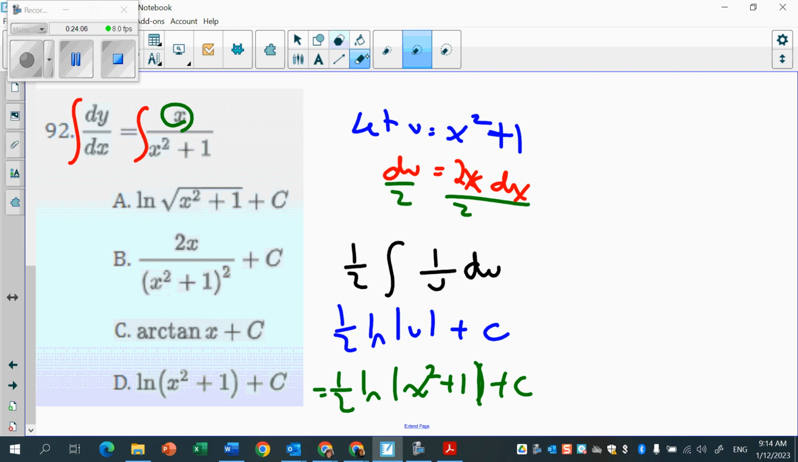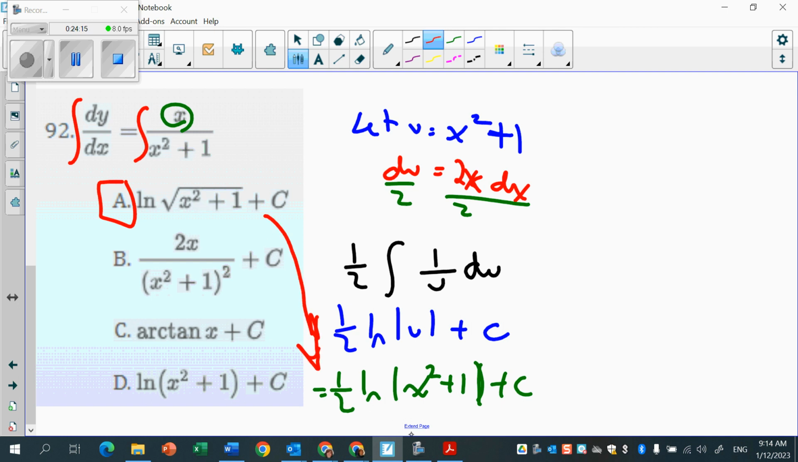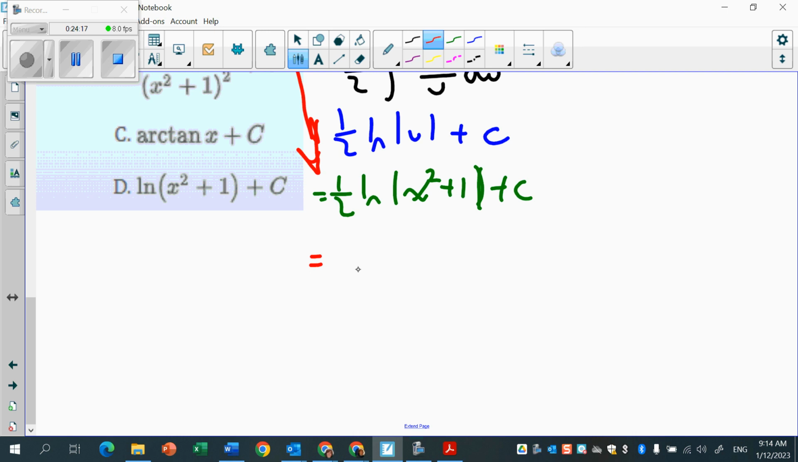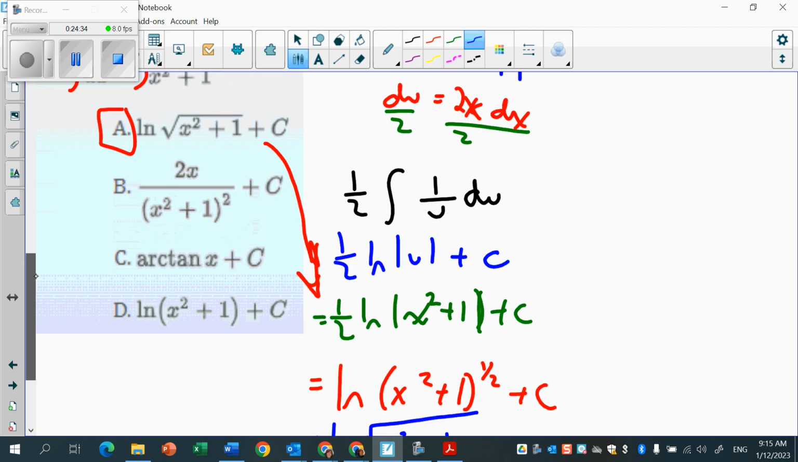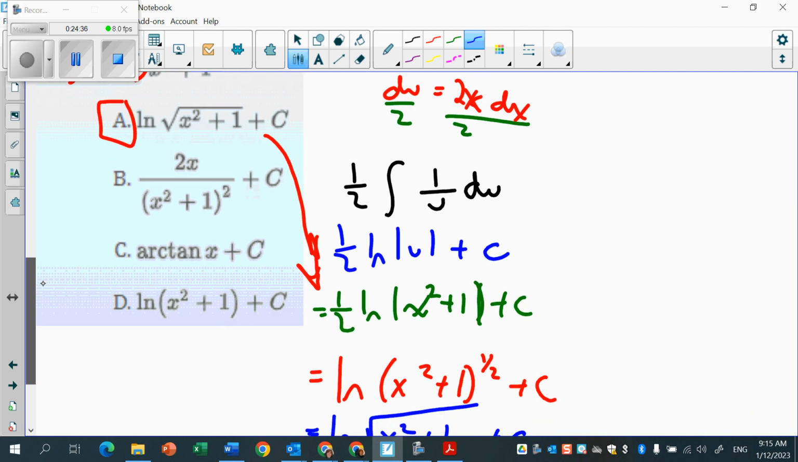So the question is, oh, there's not one that looks like that. However, there actually is, because if you look at this problem and you look at A, please note that A and my green are the exact same thing. However, because what does 1/2 mean? I can put that as the power. And again, we've already established it doesn't have to be absolute value because x squared plus 1 is always positive. And if it's the power, I can write that as the square root of x squared plus 1. So again, manipulation so that my answer looks like what the answer choices are.